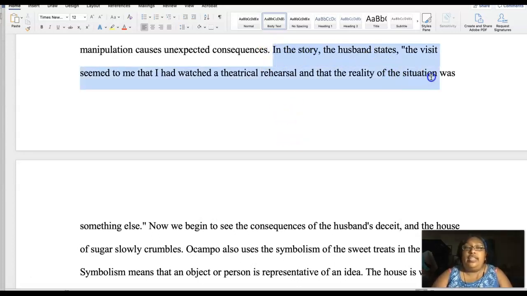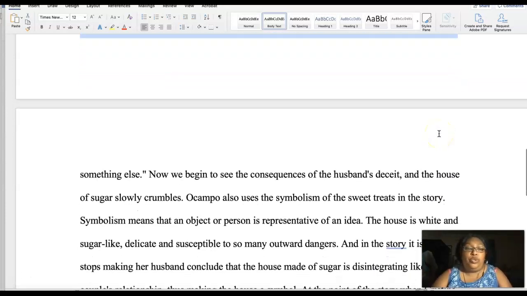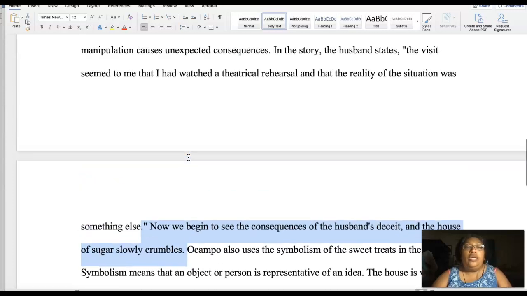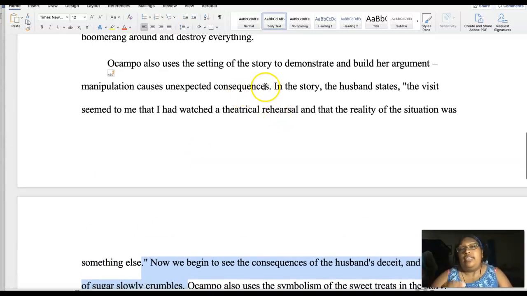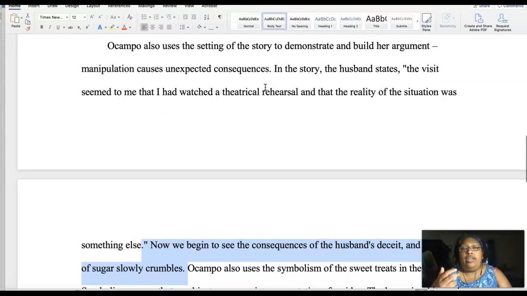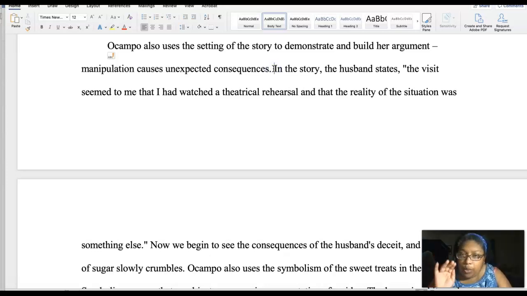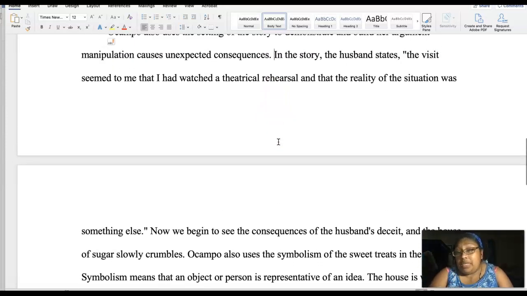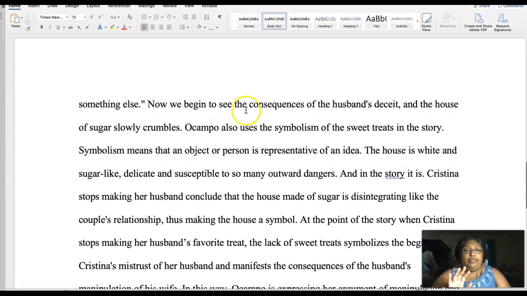In the story, the husband states, "The visit seemed to me that I had watched a theatrical rehearsal, and the reality of the situation was something else." Now we begin to see the consequences of the husband's deceit, and the house of sugar slowly crumbles. Again, this is well done. She gives me a little bit of context here. And the context really is actually in the quote. So she didn't have to do much heavy lifting. I wish there was one more sentence, like maybe right there, to set up the quote a little bit better. But she does it. Like when I read it, I didn't miss it. So I was happy with it.